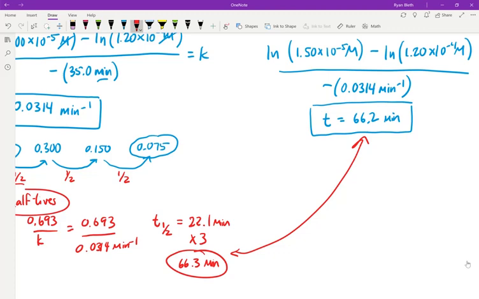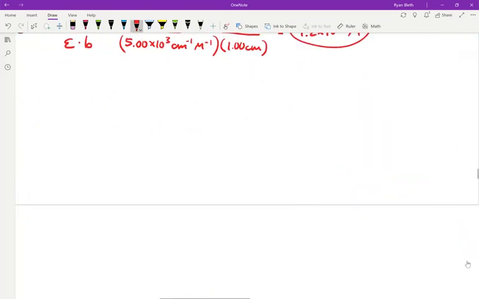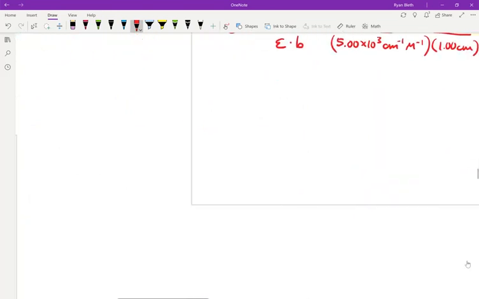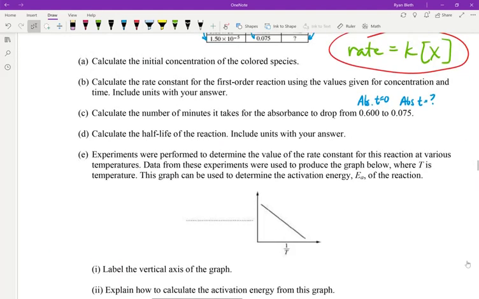So whether you find t via the equation for the first-order differential, or the integrated rate law from your equation sheet, or if you recognize that this is actually representing 3 half-lives and do it via the half-life method, you should get the same answer for C either way. And just as a note, question D is going to ask you to find the half-life. So whether you did it by the half-life approach or not initially, you're eventually going to have to come back around to figure out that half-life for question D.